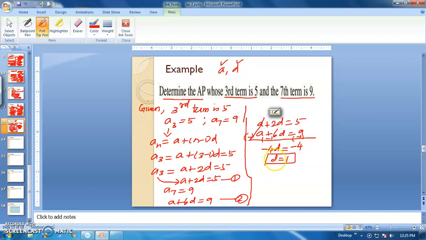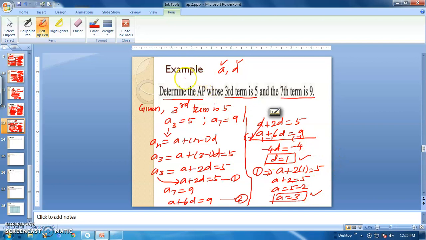And what is A? Substitute in any one of the equations. If you replace in equation number 1, A plus 2 into 1 equal to 5. So A plus 2 equal to 5. Therefore A equal to 5 minus 2. So A equal to 3. So the first term is 3 here. So we found the D value, the common difference, and also the first term 3.